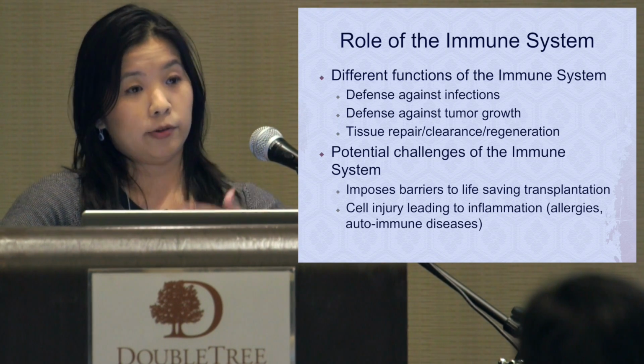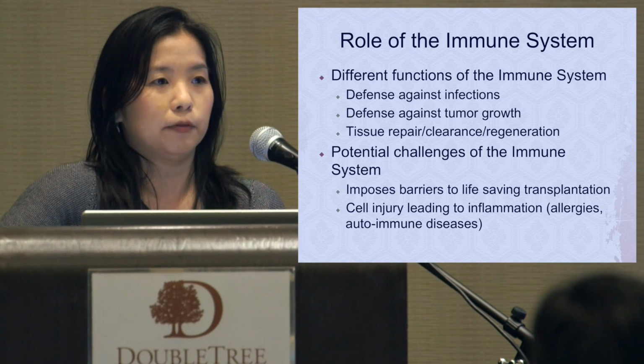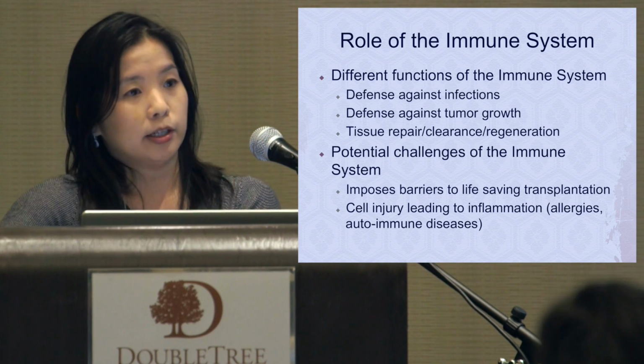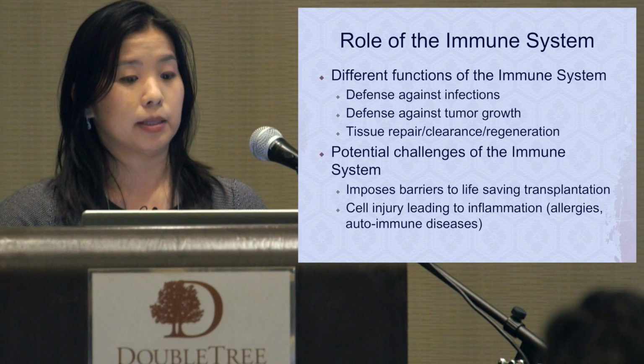Our cells, we do have a turnover in the cells. The cells that we have die off every few days or 10 days, and they need to be cleared out of the system to produce new cells. So when you don't have good clearance, you can have problems as well.